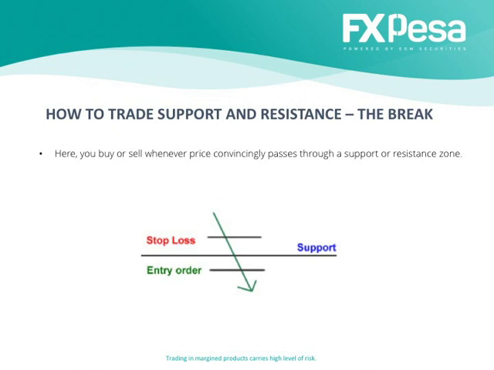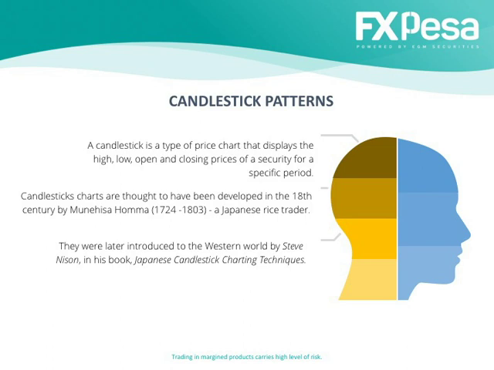Candlestick patterns. A candlestick is a type of price chart that displays the high, low, open and closing prices of a security for a specific period. Candlestick charts are thought to have been developed in the 18th century by a Japanese rice trader known as Munehisa Homa between the years of 1724 to 1803. They were later introduced to the Western world by Steve Nison in his book Japanese Candlestick Charting Techniques.